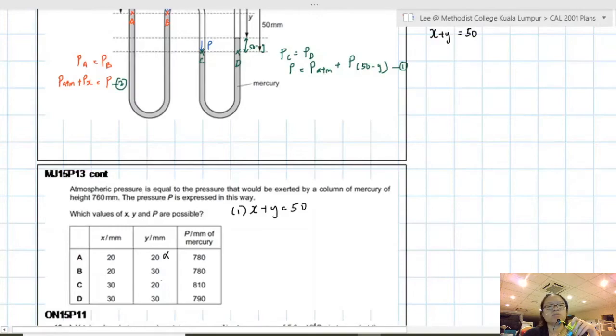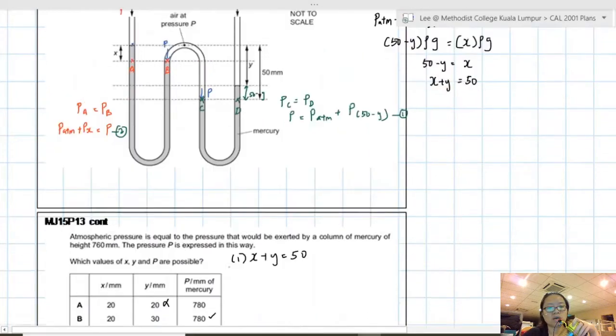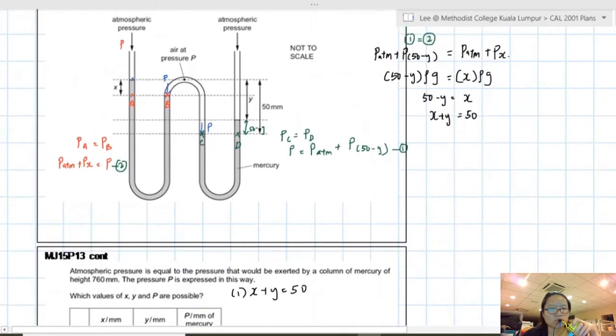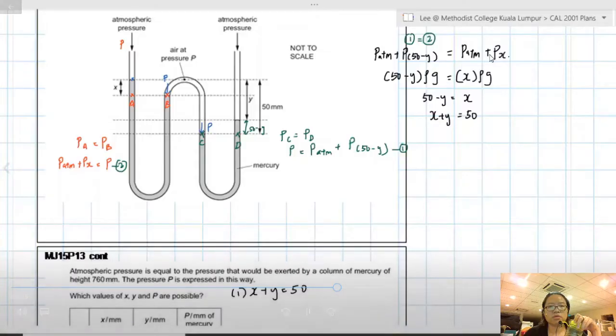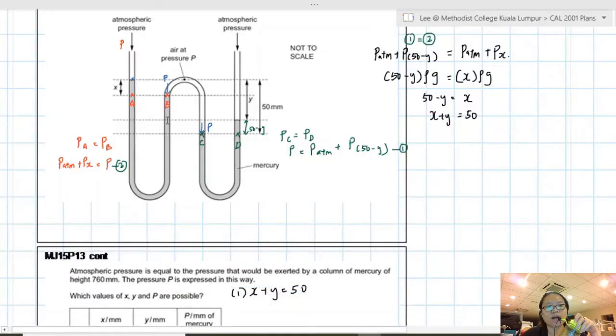Okay, since it's MCQ, let's do process of elimination. X plus Y must be 50. Wow, this one wrong, this one wrong. Oh. So you kind of like have only two more options left, which is either B or C. How? Well, you know in maths, right, there's this method called trial and error. So this is what we're going to do. We are going to trial and error.